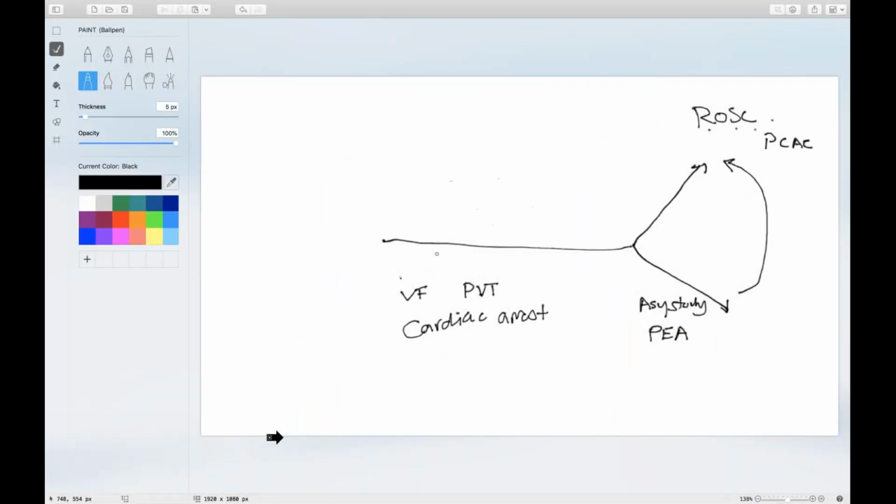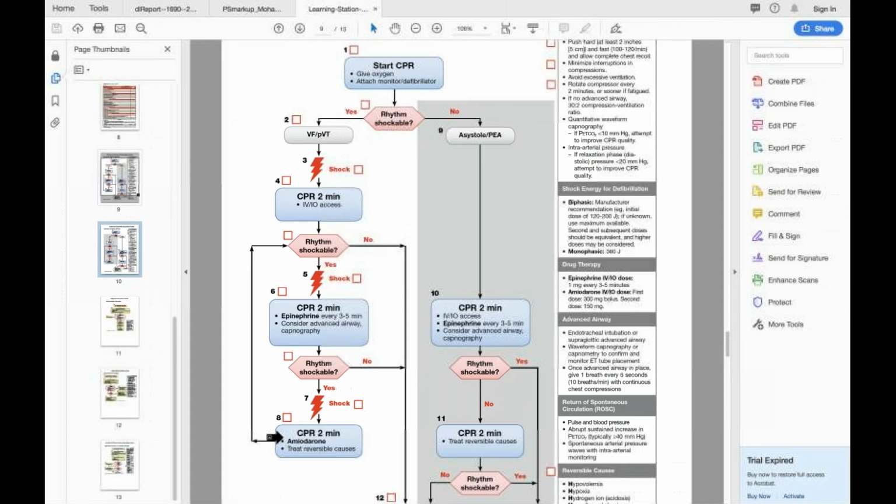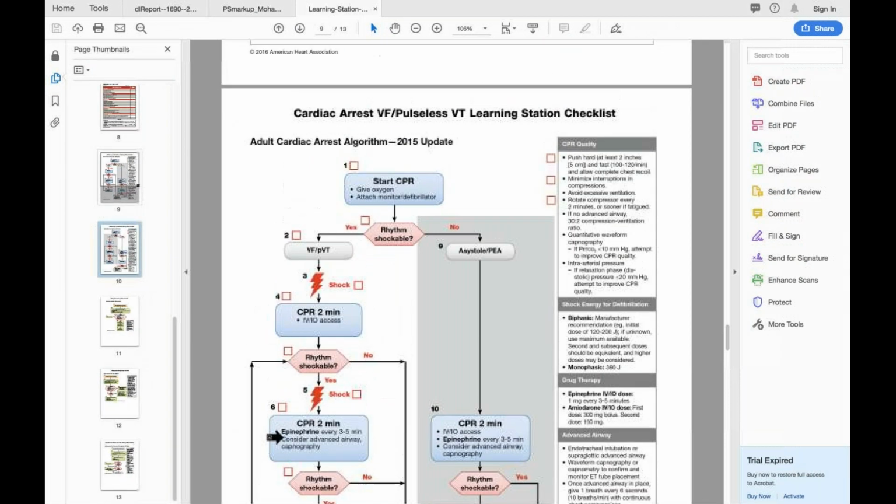Okay. So when you identify the patient is VF or pulseless VTAC, the first thing you will give is shock, then CPR, and here we need something called high quality CPR. High quality CPR is what you will find over here.